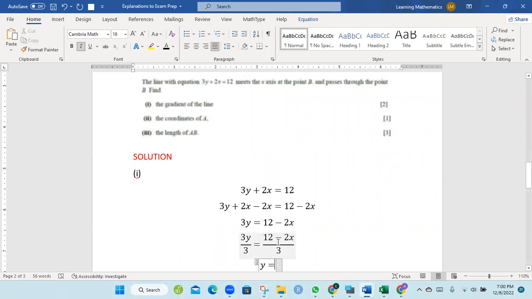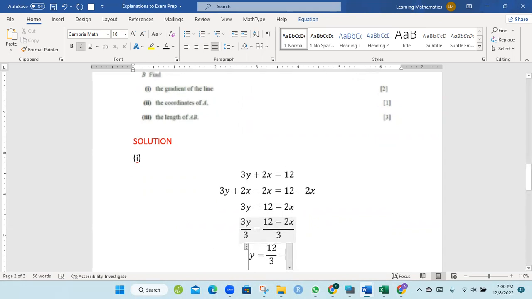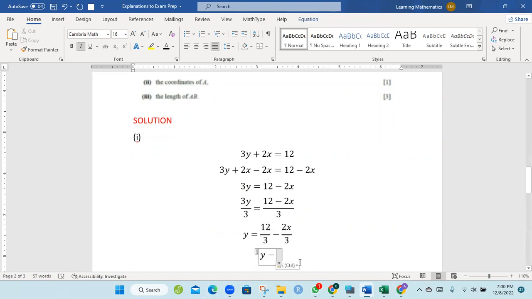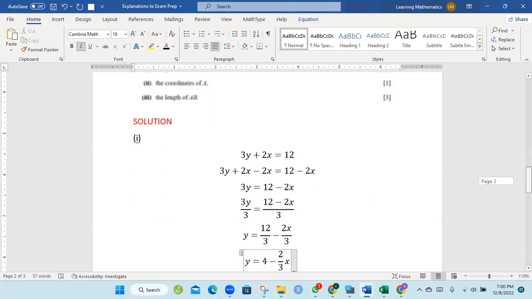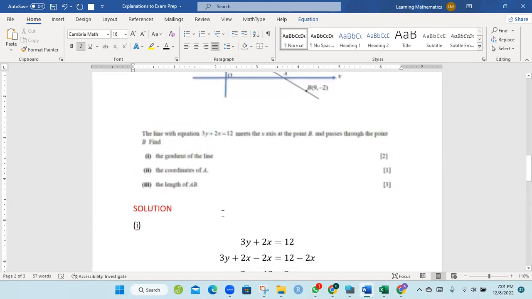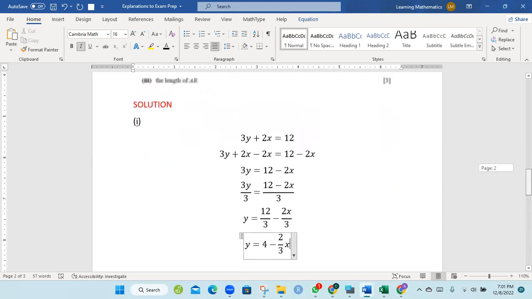So we're going to have 12 divided by 3, because 3 is the common denominator, minus 2x divided by 3. Now 12 divided by 3 is equal to 4, and negative 2 divided by 3 will remain as negative 2 over 3. So you have 4 minus 2/3 x. As we say, the coefficient of x will be the gradient. So the gradient of this line is negative 2/3.